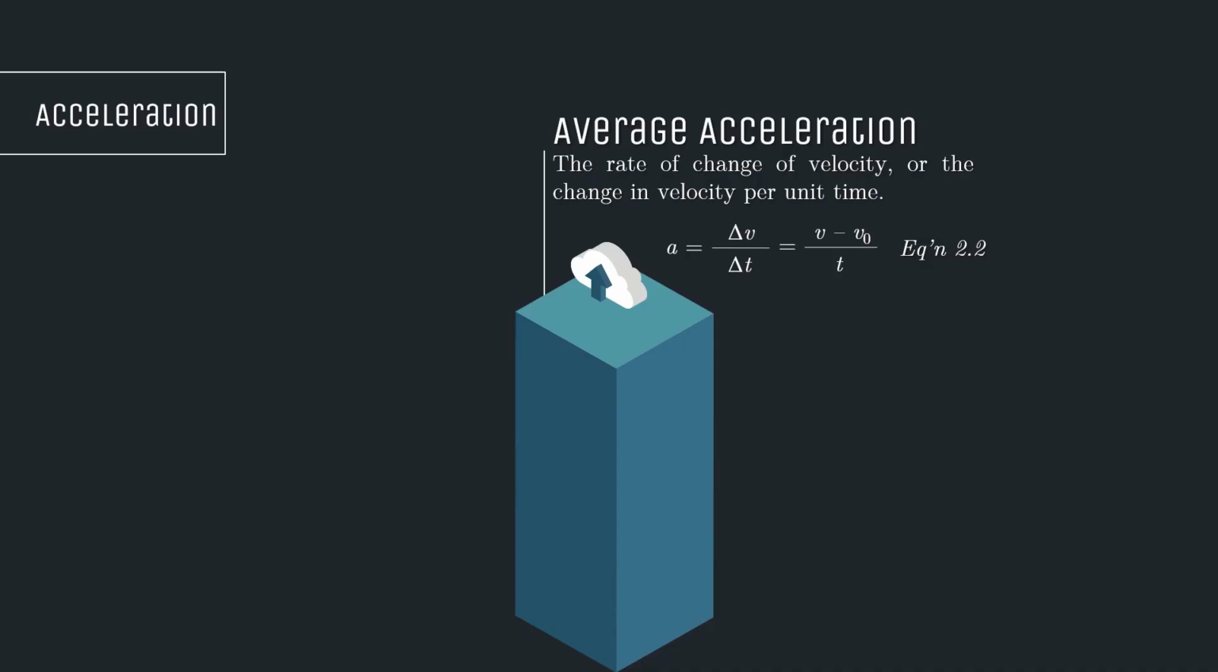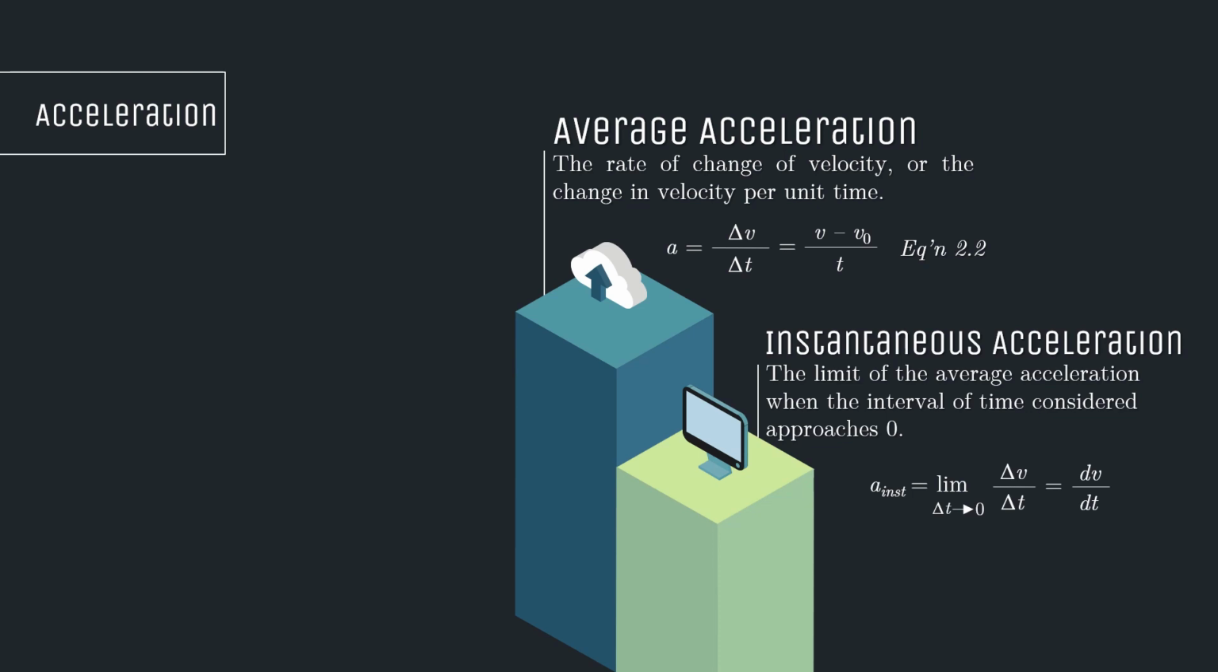Average acceleration, the rate of change of velocity or the change in velocity per unit time. In symbols, we have a is equal to delta v all over delta t, that is equal to (v minus v initial) all over t. Next, we have instantaneous acceleration, the limit of the average acceleration when the interval of time considered approaches zero.